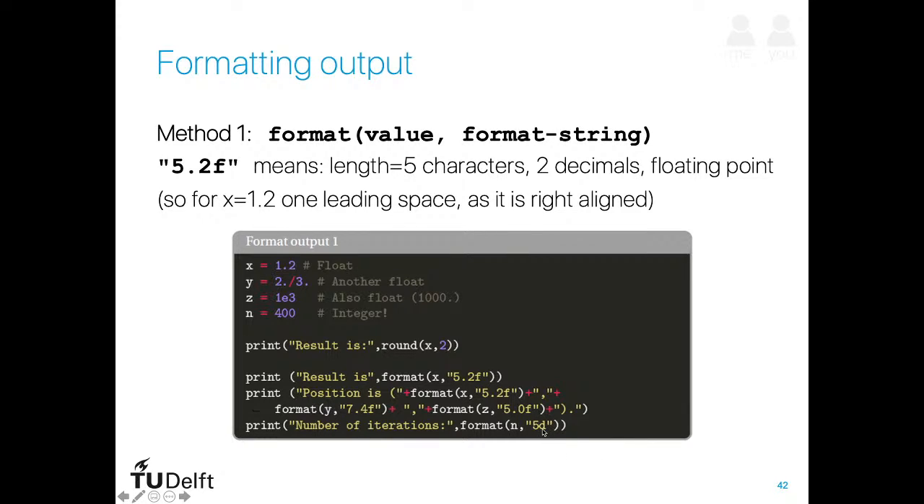For integers, instead of an F, you use a D, and if you also want the resulting string to be 5 characters long, you will do 5D. Yeah, so that's roughly how the format function works. These are some examples for floats and integers, but you can, for instance, also use it to format strings and different objects.